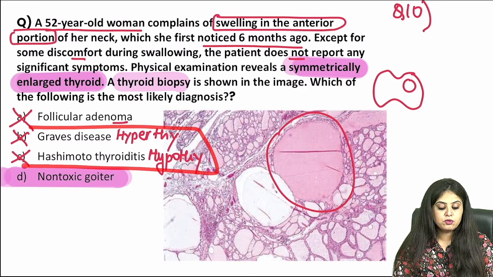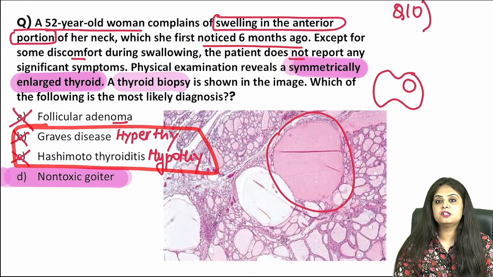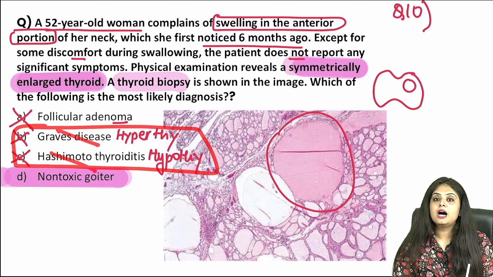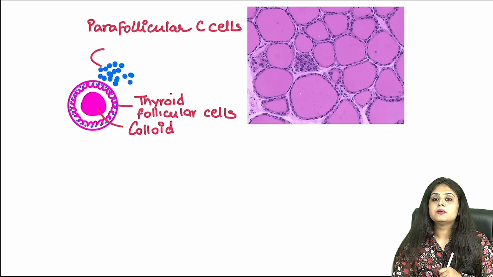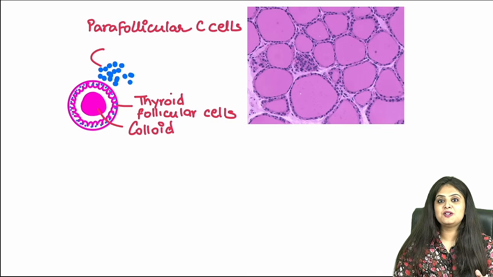But what would the photo have been if it were a case of Graves' disease and Hashimoto's? In hyper and hypo, how would this photo have changed? Firstly, why did I show the normal thyroid apart from the history? Because a normal thyroid photo can also be given to you in the exam.